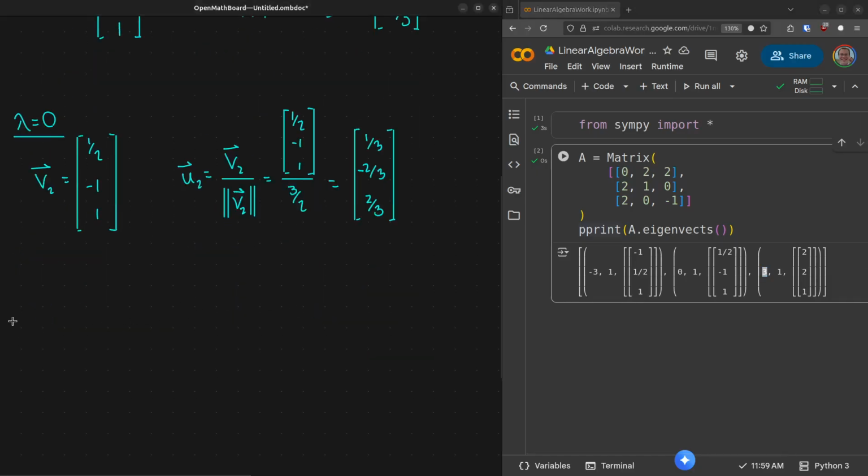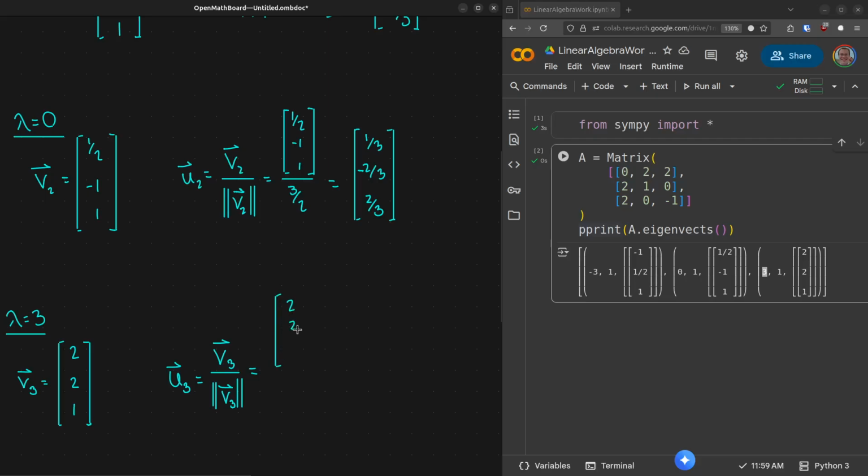Okay, so now let's do the lambda equals 3 eigenvector. I'll call it V3, which is 2, 2, 1. To get my orthogonal matrix, I'm going to need orthonormal eigenvectors, so I need to normalize it. So I'm going to call U3 the normalized eigenvector that I have here. So I just take my current eigenvector, divide it by its norm. That's going to normalize it, give it unit length.